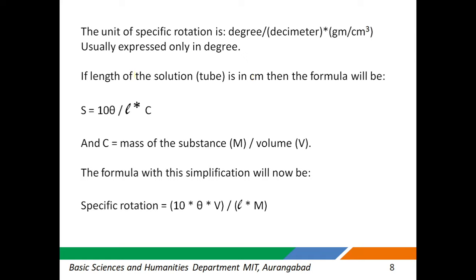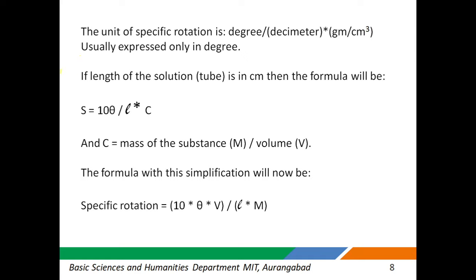So for some more details, the unit of specific rotation is degree per decimeter into grams per cubic centimeter, but it is generally expressed only in degrees. So don't worry if you find degree written only. The complete unit is degree per decimeter into grams per cubic centimeter.